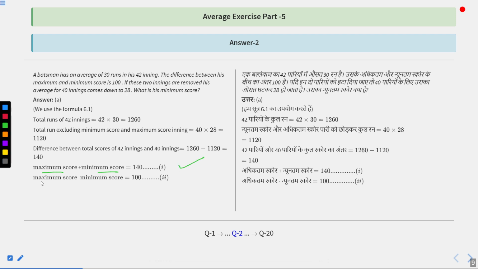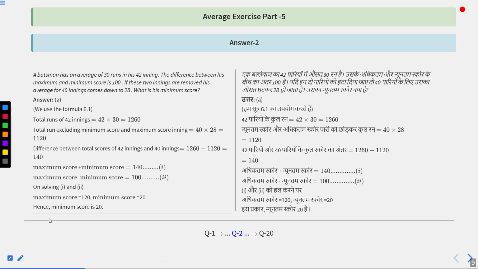Let this be Equation 1. The difference of the maximum score and minimum score is 100, which is also given in the question. Let this be Equation 2. When we solve these, we get the maximum score as 120 and the minimum score as 20. So A is the correct answer. Next one.